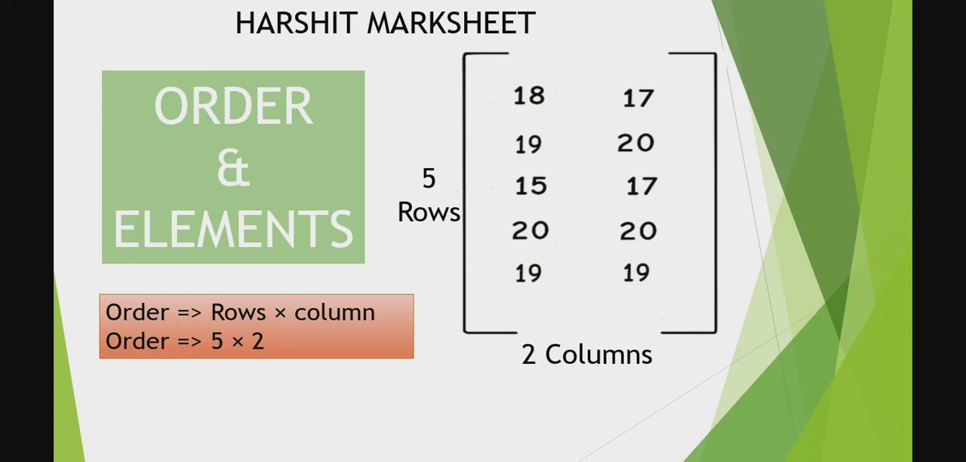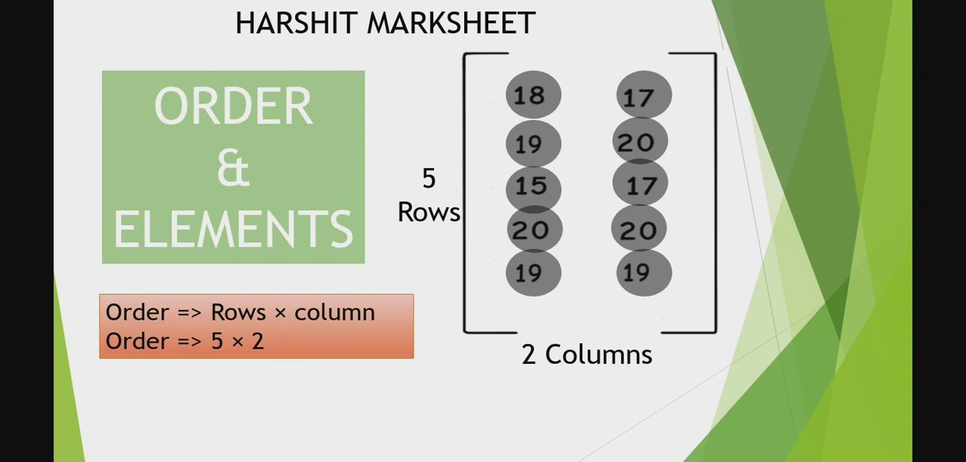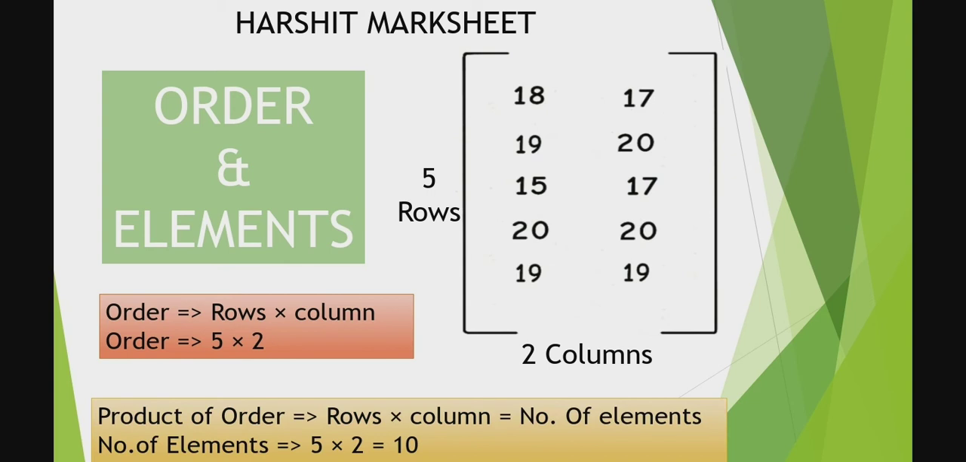What are elements? The shaded parts are elements. How about we count them? 1, 2, 3, 4, 5, 6, 7, 8, 9 and 10. But using order, we can simply find out the number of elements, which is the product of the order. And here order is 5 by 2, so the number of elements equals 10, which we counted.